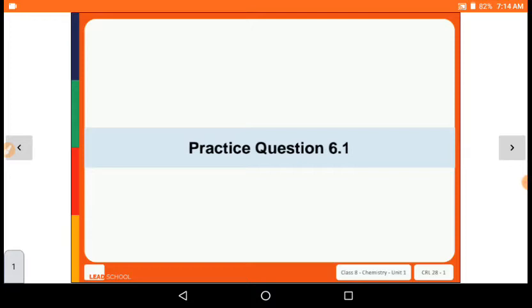Basically, today we are going to start our new chapter on metals and non-metals. I think you have studied elements in class 7th. So, what are elements? A substance that is made up of a single type of atom is called an element, and in this chapter we will be learning two types of elements, which are metals and non-metals.